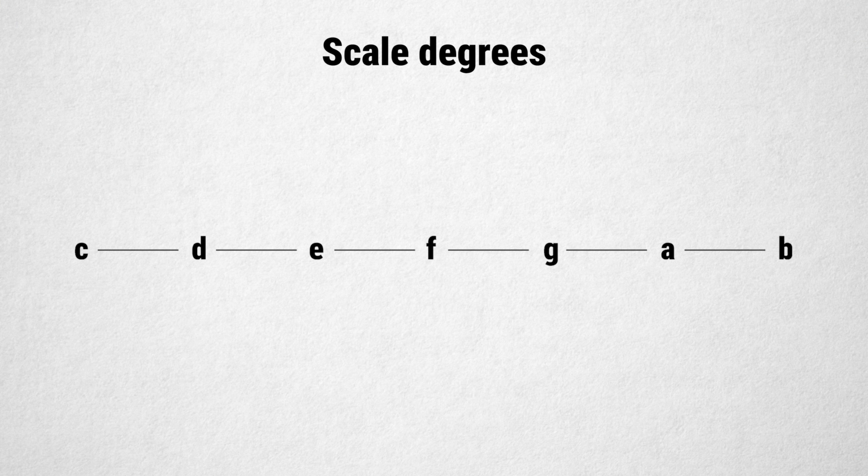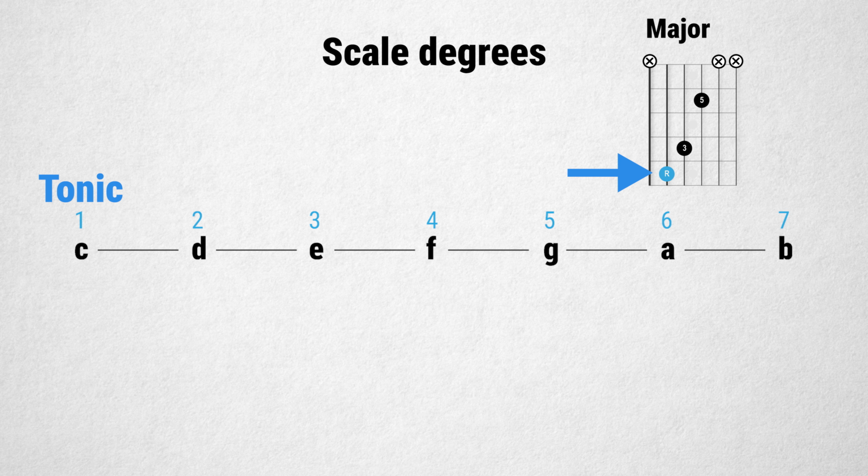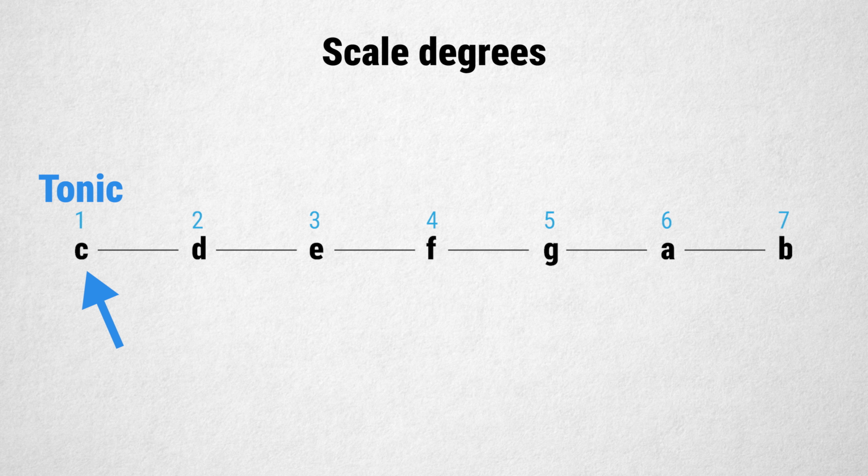Notes in the scale are called degrees or scale degrees. So the major scale has 7 degrees. The first degree is the tonic of the scale, and by the way, not the root as many people think. The root is the first note of a chord and the tonic is the first note of a scale.